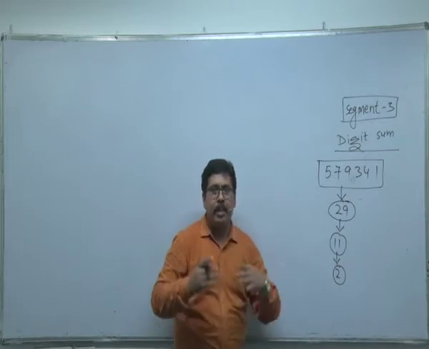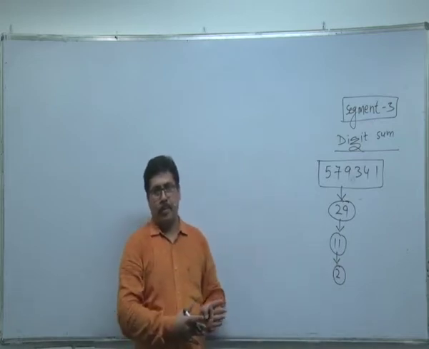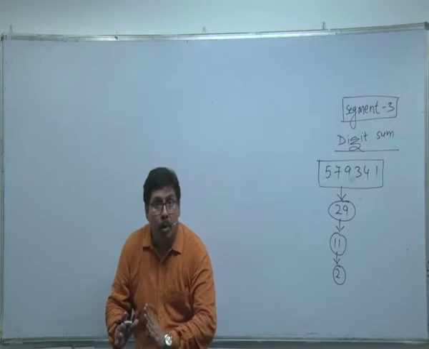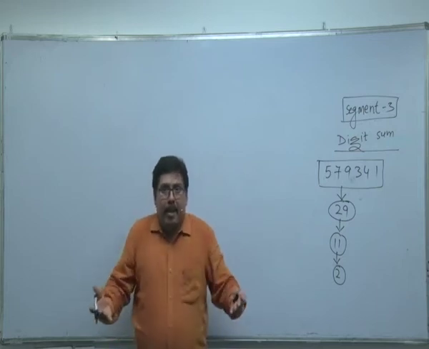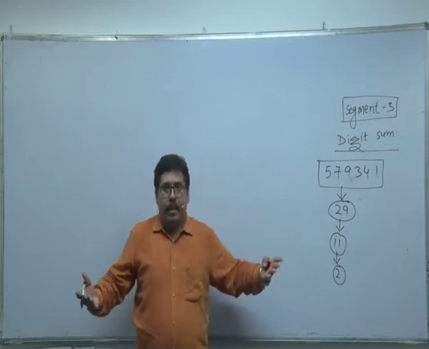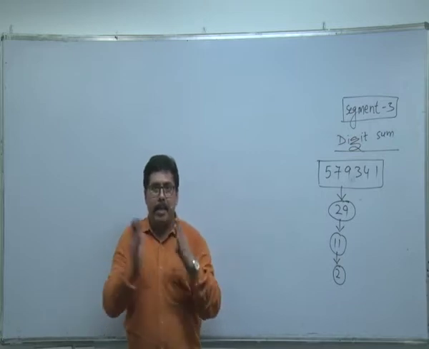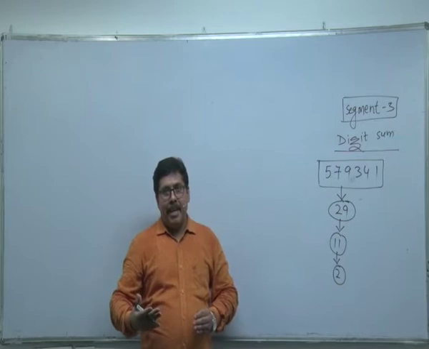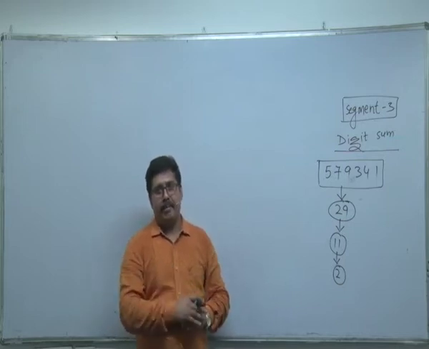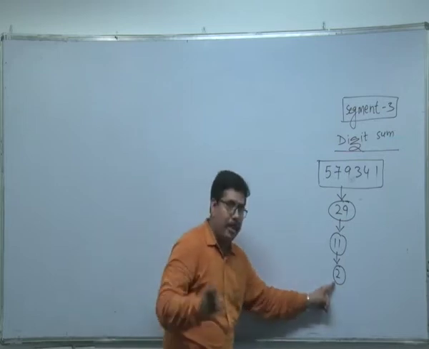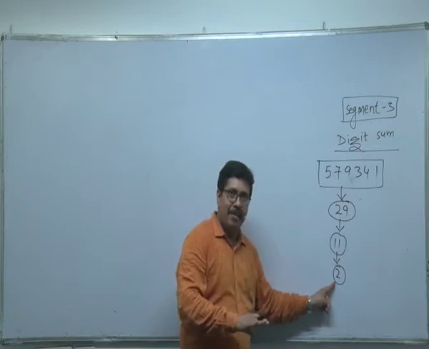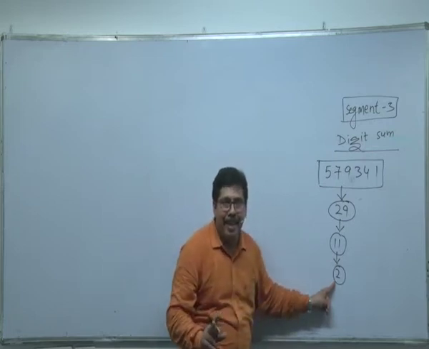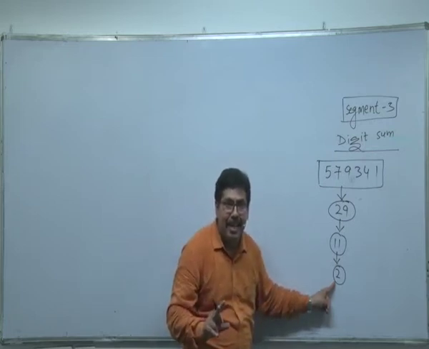So what is the significance of this 2? First of all, digit sum is 2, but what does it mean? Digit sum is basically a remainder when a number is divided by 9. The final outcome is nothing but the remainder when the number is divided by 9.